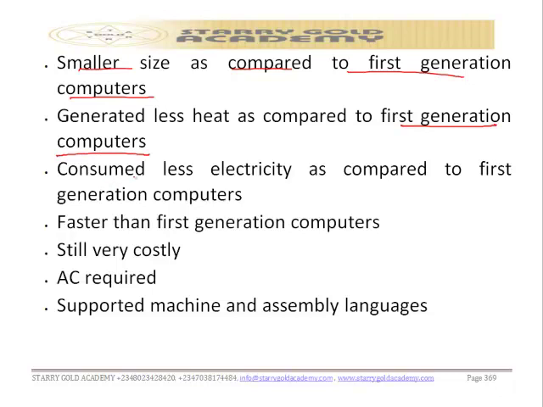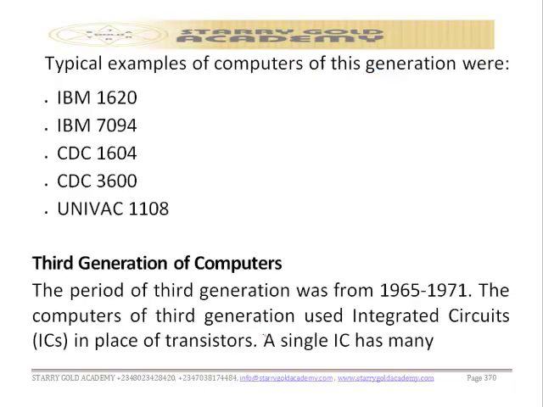They consumed less electricity as compared to first generation computers. They are faster than the first generation of computers. They are still very costly. They require AC, that is air conditioning, and they are supported with machine and assembly language.